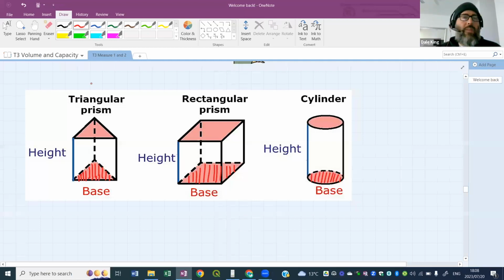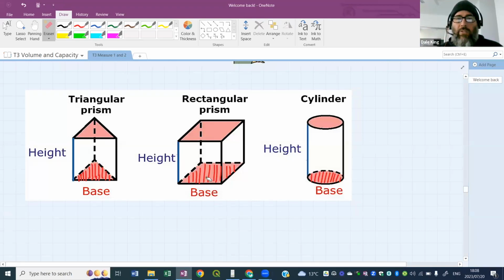Now, why do I keep on saying area? Because when you work out volume, all you're doing is taking the area of the base shape and multiplying by the height to get 3D volume.